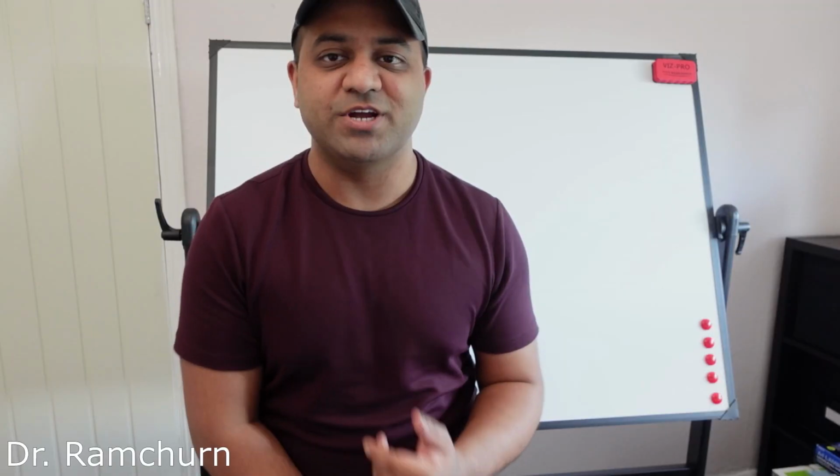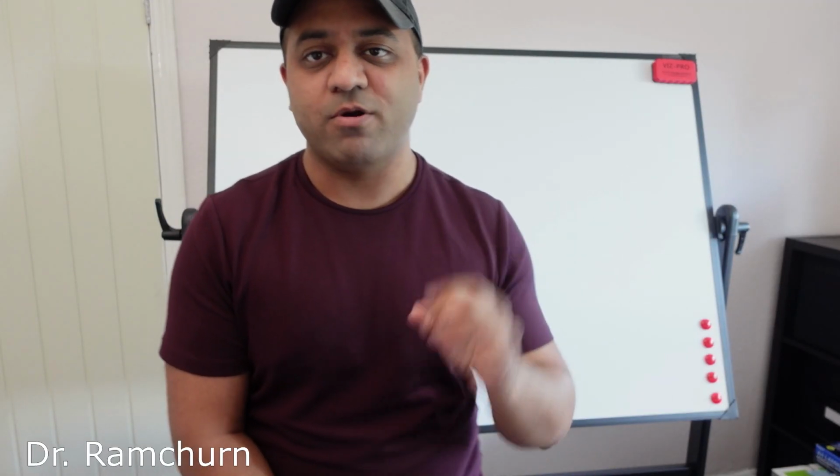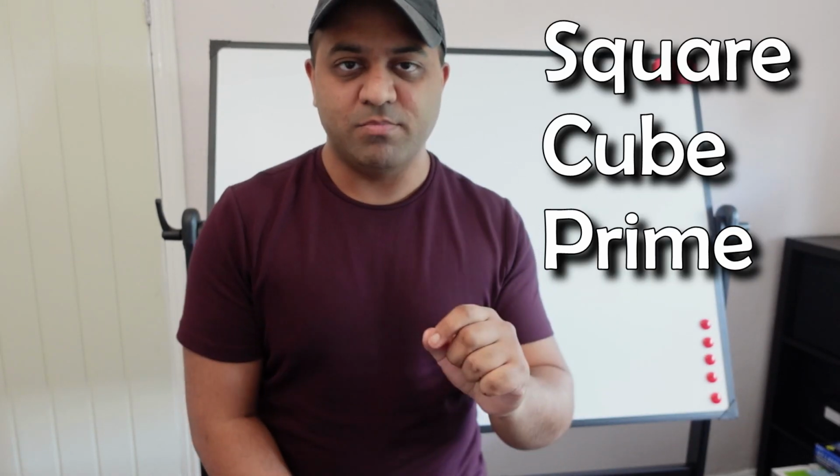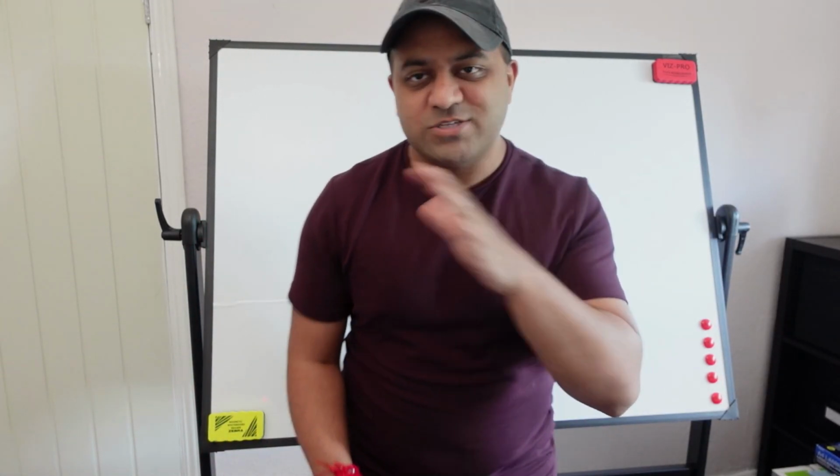I'm Dr. Ramchurn, and in today's lesson we're going to be learning about three important sets of numbers for mathematics: square numbers, cube numbers, and prime numbers. We'll be starting with square numbers. So, what is a square number?